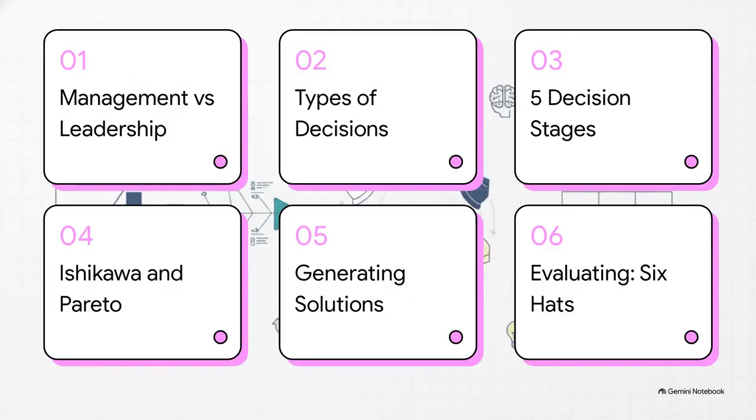Okay, let's dive right into this. Today we're covering management versus leadership, the types of administrative decisions, the 5 decision-making stages, diagnosing problems with Ishikawa and Pareto, generating solutions through brainstorming, and finally, evaluating those alternatives using the 6 hats.